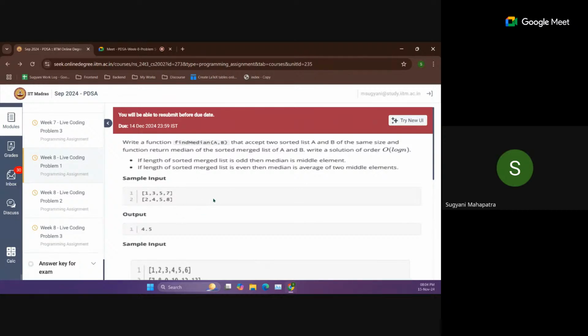What happens in this problem is we are given two sorted lists, each having the same size, let's say n. Both of them will have the same size n, and we want to merge these two lists. You have read the merge sort algorithm. In it, you merge two lists using the merge function. Remember? So when you merge these two lists, for this sample input, what will be the merged list?